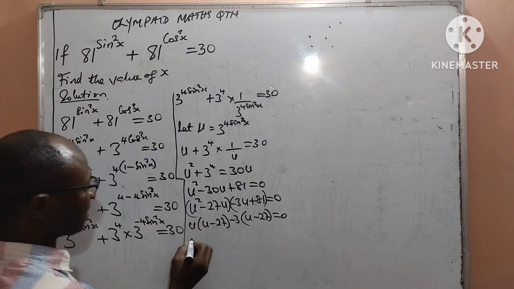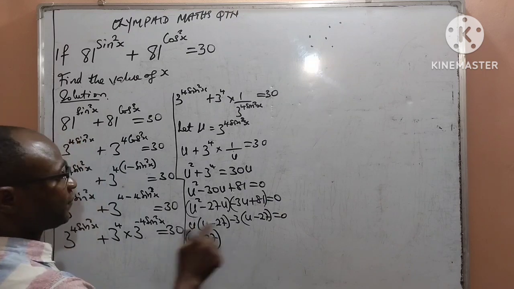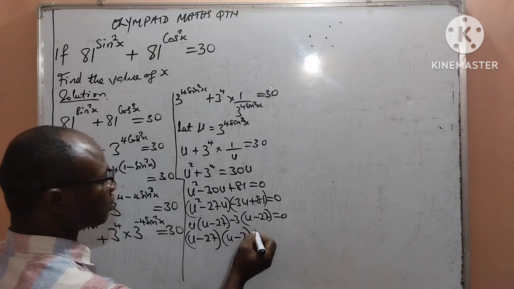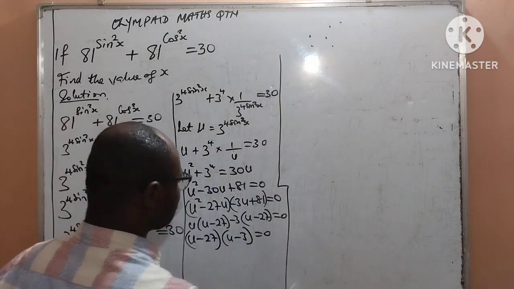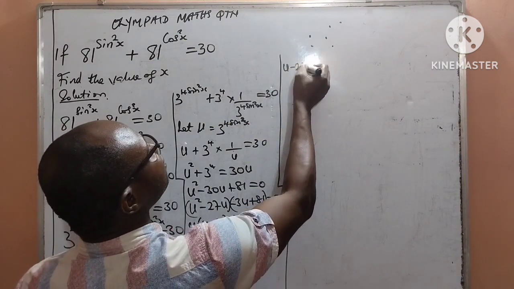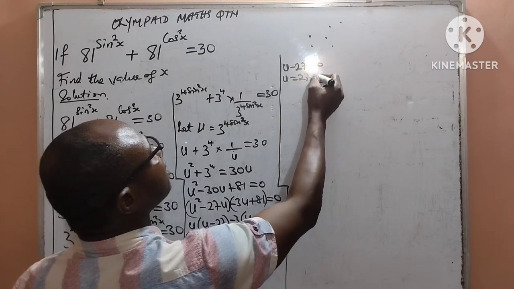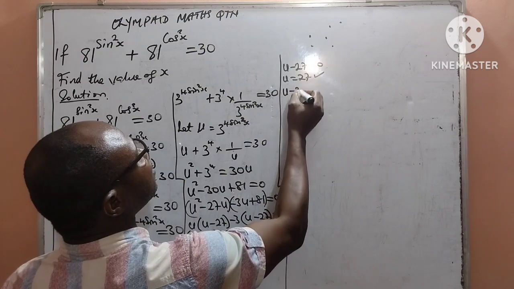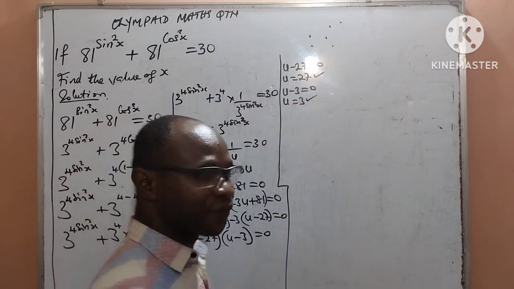these two brackets are the same. I take one of them to have u minus 27. Then forming a bracket with the ones outside, I have u minus 3, everything equal to 0. Implying that u minus 27 is equal to 0, therefore u is equal to 27, the first value of u. Also, u minus 3 is equal to 0, meaning that u is equal to 3, the second value of u.